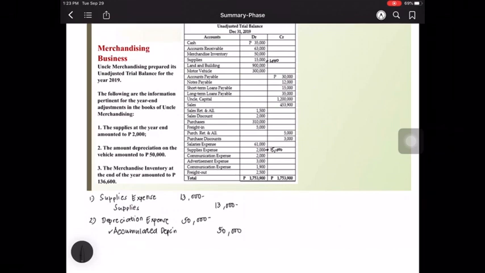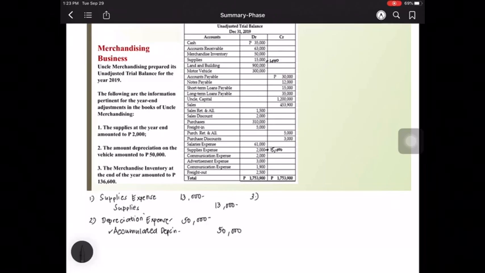But your accumulated depreciation is not an income statement account. This is actually an account that shall be reflected in your statement of financial position. However, your depreciation expense, being an expense, is an income statement account. That's why it is still necessary for us to make such an adjustment.